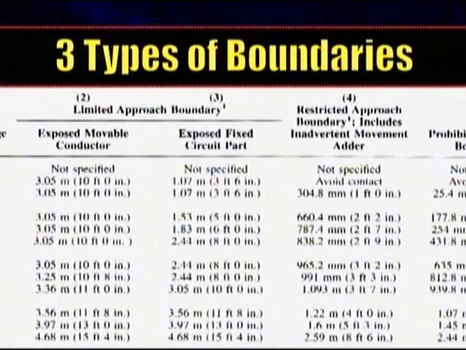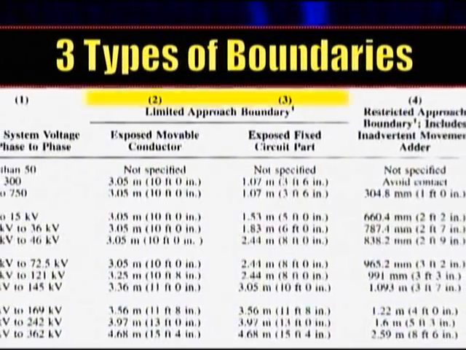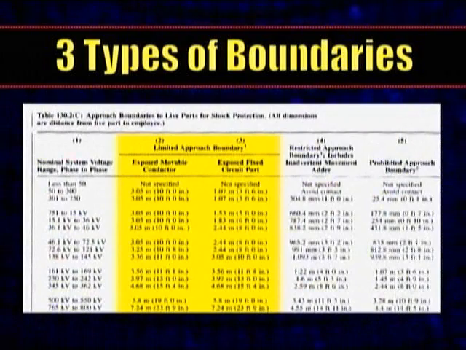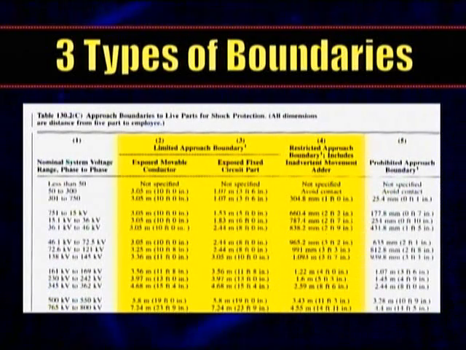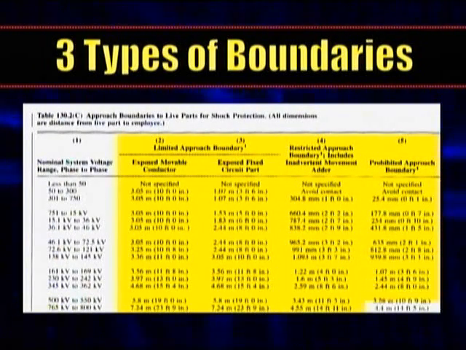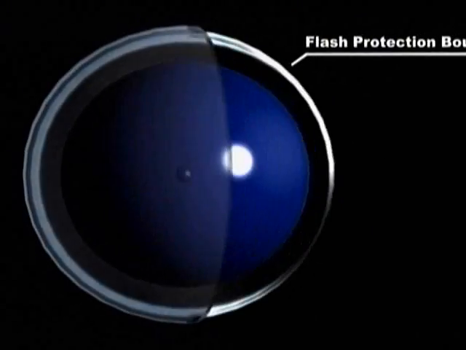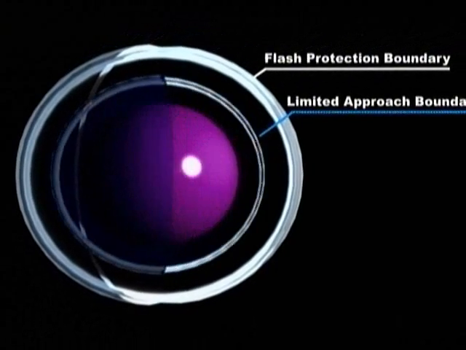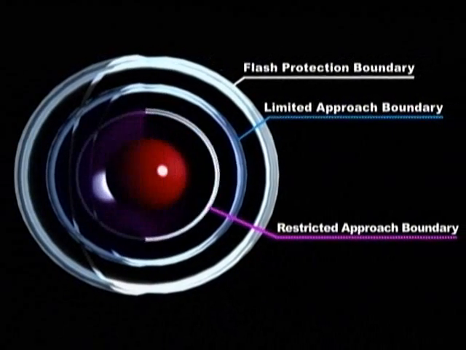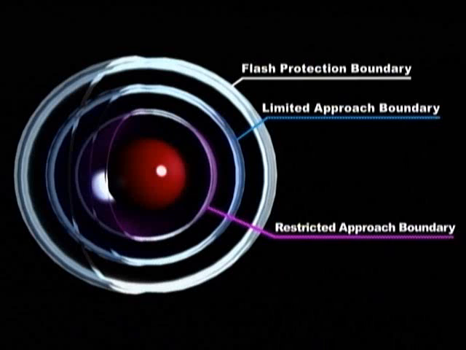There are 3 shock hazard boundaries to be concerned with: the limited approach boundary, the restricted approach boundary, and the prohibited approach boundary. The limited approach boundary is the closest distance that an unqualified person can get to a live exposed part. The restricted approach boundary is the closest that a qualified person can get to a live exposed part.